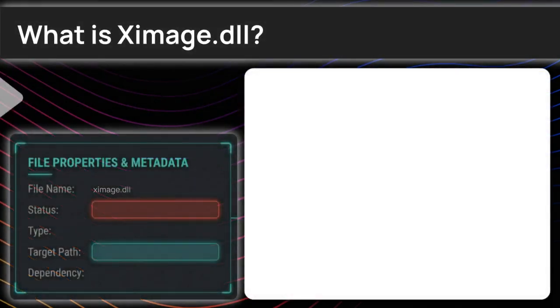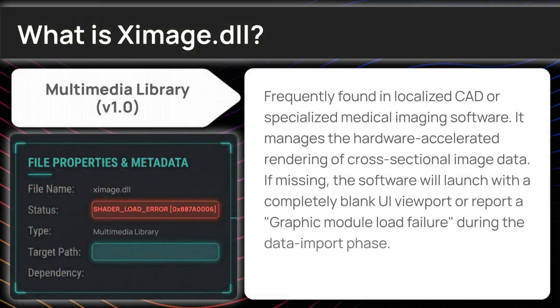This is the Ximage Library, frequently found in localized CAD or specialized medical imaging software. It manages the hardware-accelerated rendering of cross-sectional image data. If missing, the software will launch with a completely blank UI viewport or report a graphic module load failure during the data import phase. Let's get to work. We'll start with the most common fix for this specific error.